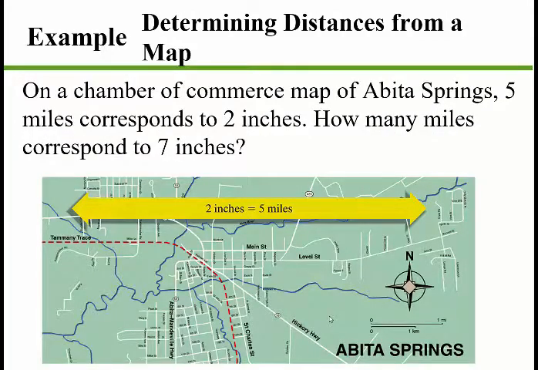All right, let's do a couple problem-solving examples here. So these are just some different word problems. On a Chamber of Commerce map of Abita Springs, 5 miles corresponds to 2 inches, okay? How many miles then is 7 inches? All right, well, let's see how we would solve this.